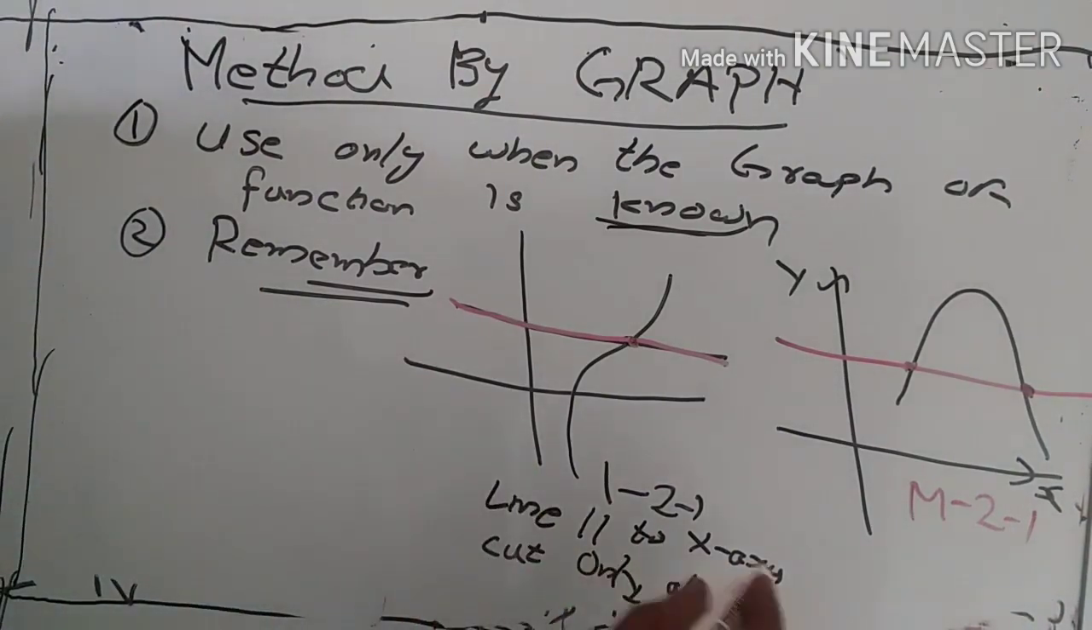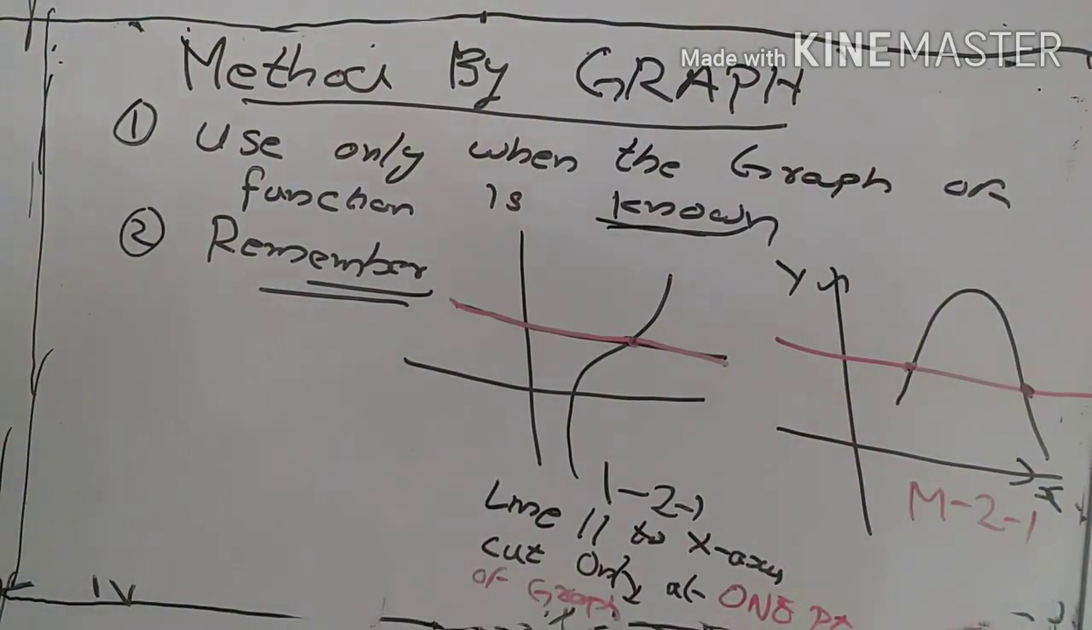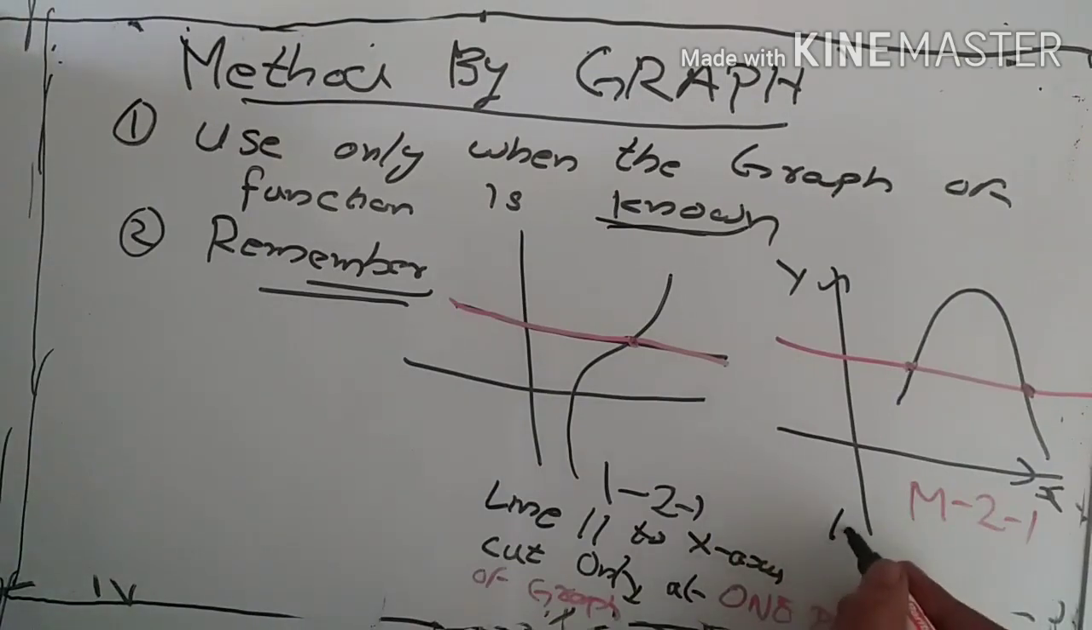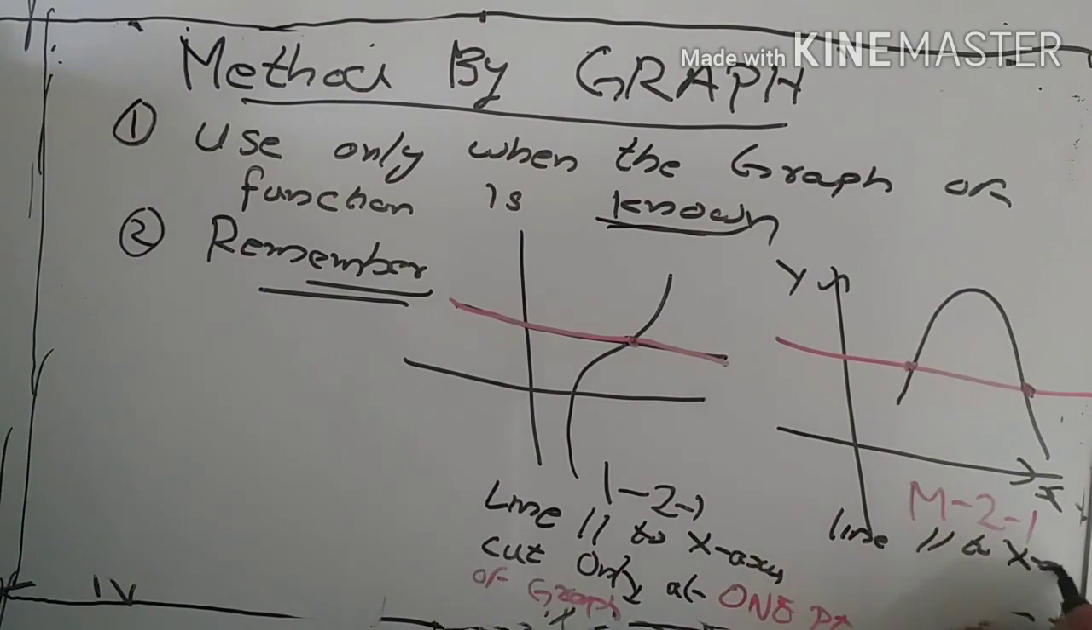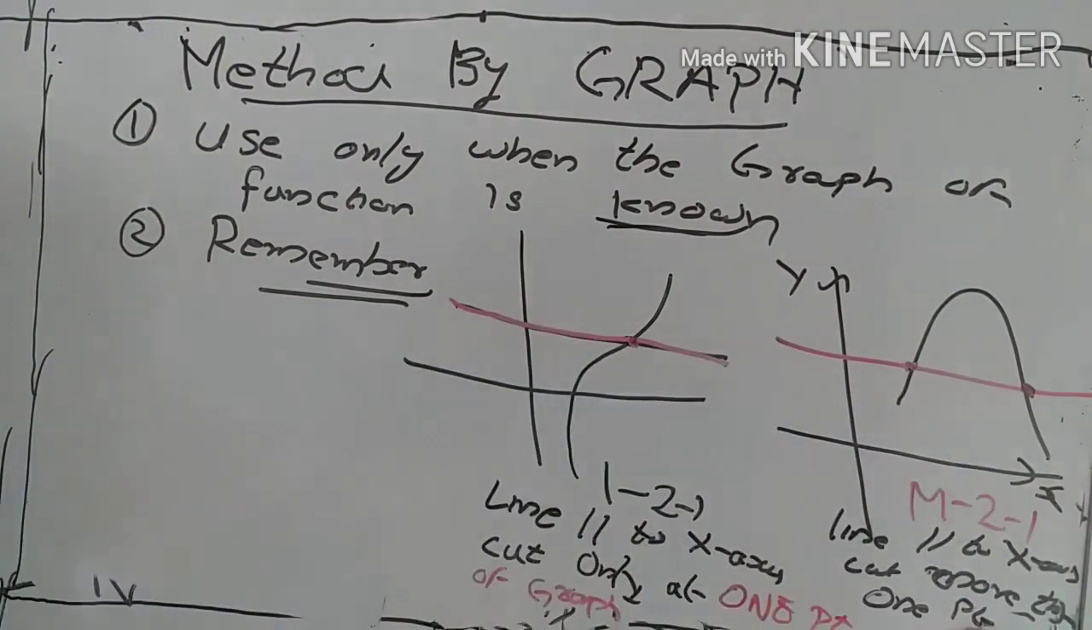If a line parallel to x-axis cuts only at 1 point of the graph, then the function is 1 to 1. If the line parallel to x-axis cuts at more than 1 point in the graph, then the function is many to 1.